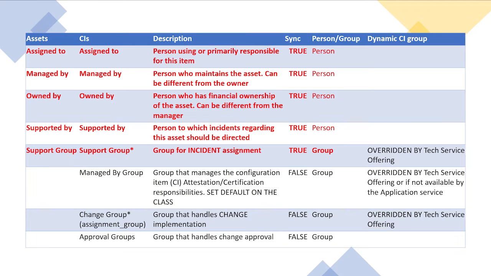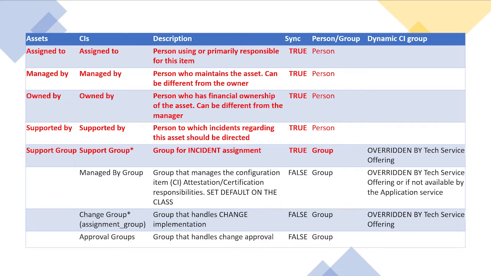This slide summarizes those fields. You can see that we're looking at asset fields and CI fields. There's a description and a true/false to indicate if they're synced between assets and CIs. And then there is a group/person field that indicates what this field contains. And the last column shows that we're able to override some of the fields using the technical service offering. And again, I'll demonstrate it later on. I'll now go over the rows.